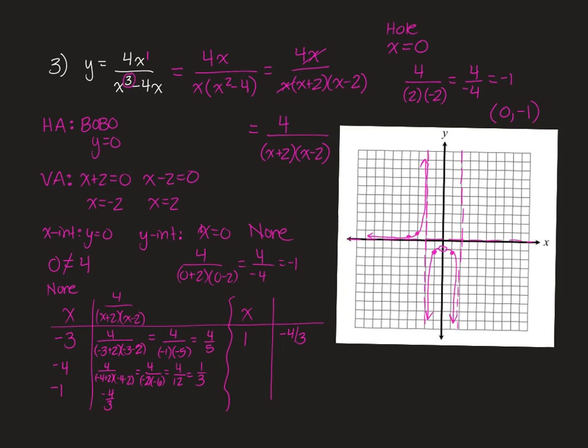So now I just need to the right of 2. So let's look at 3. If you plug in 3, you're going to get positive 4/5. Which is about right there, not quite 1, just a little less than 1. If you plug in 4, you are going to get a positive 1/3, which is about right there. So again, you can kind of take the shape of your graph here.